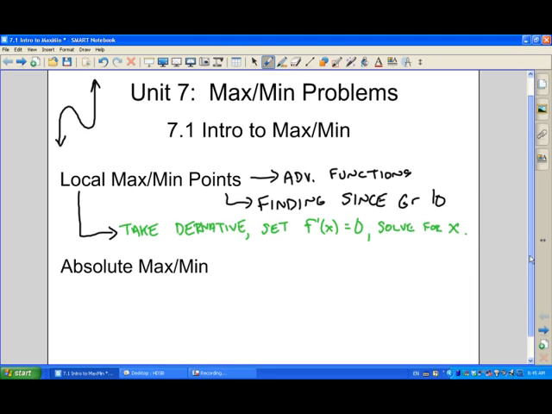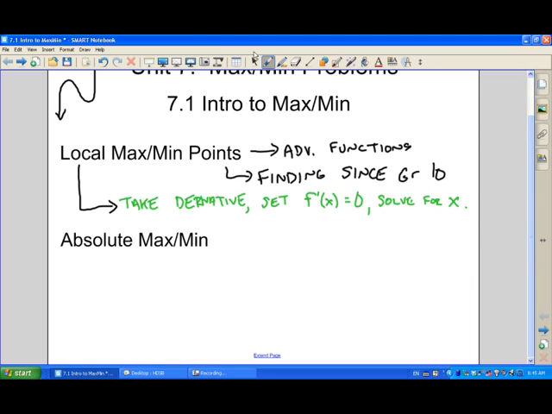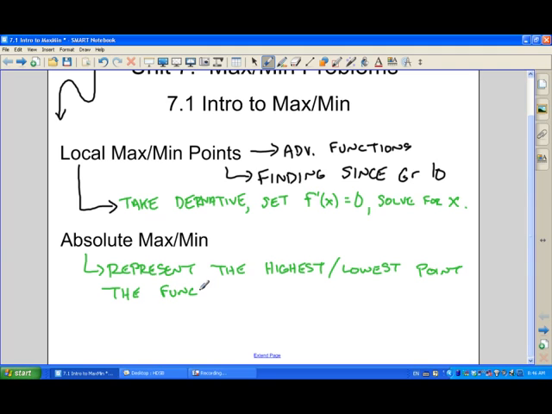Talking about absolute max or min, they're slightly different than local. Absolute max and min points represent the highest or lowest point that the function reaches.